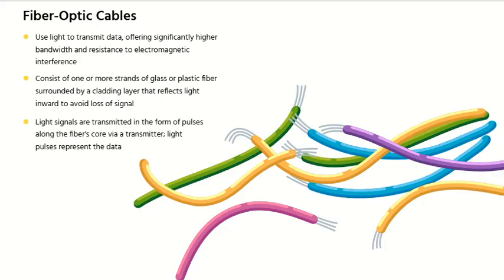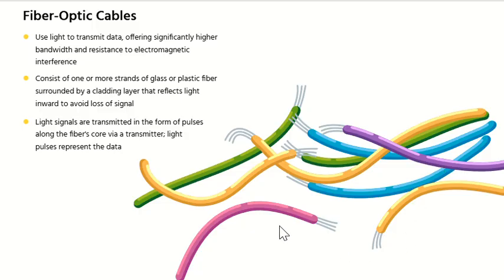Light signals are transmitted in the form of pulses along the fiber's core via a transmitter. These light pulses represent the data, which can be anything from telephone conversations to internet content. Fiber optic cables end with plastic or metallic connectors that will be directly inserted into a network device or onto transceivers, which are then inserted into the devices.